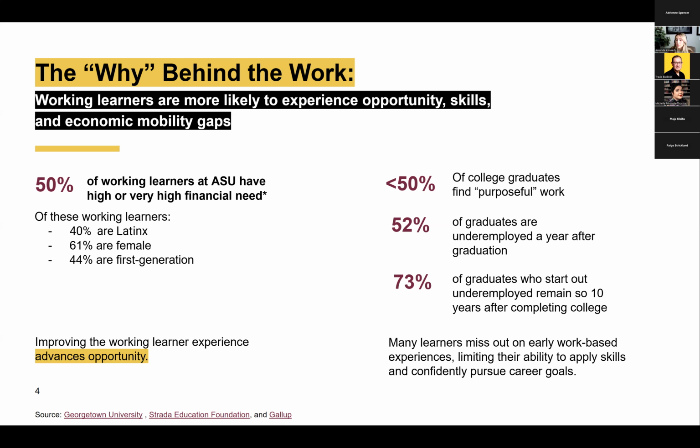There was a study that was done by Strada Education Foundation, and this was a survey that was sent out to students post-graduation. And what they found is that less than 50% of college graduates find purposeful work. So what that means is that students are entering jobs or careers, and it's not exactly what they had expected or anticipated, or they're not contributing in a way that they had maybe expected to.